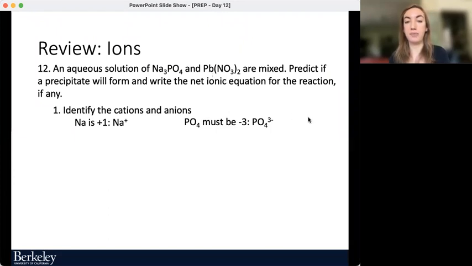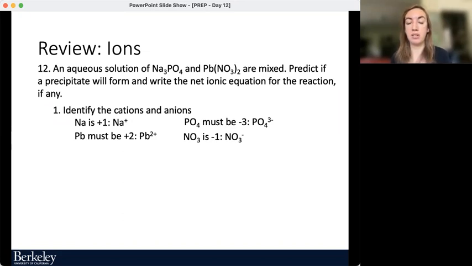NO3 is a really common ion. On that table that we were looking at yesterday, you can see that NO3 will have a charge of -1, so it will be NO3-. If I have 2 of those for every Pb that I have, then Pb must be +2.